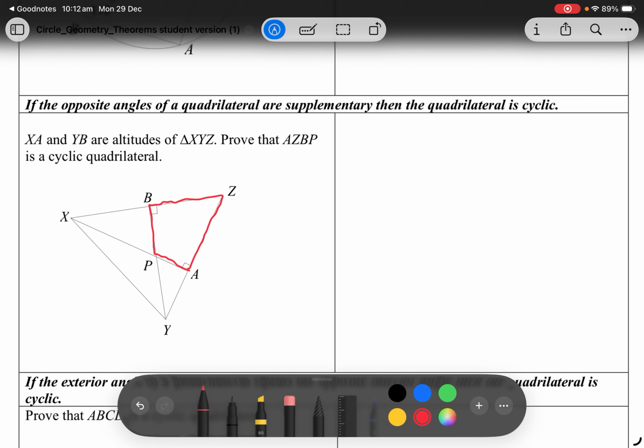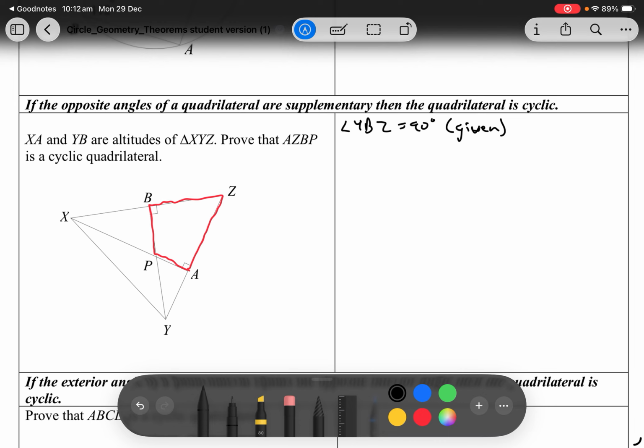Now, for this particular case, we know that angle YBZ is 90 degrees, and this is given as it is an altitude, given that YB is an altitude. We also know that angle XAZ equals 90 degrees, and this is given also because XA is an altitude and XA is perpendicular to YZ. Now, what that means, because these two are 90 degrees, is they add up to 180 degrees.